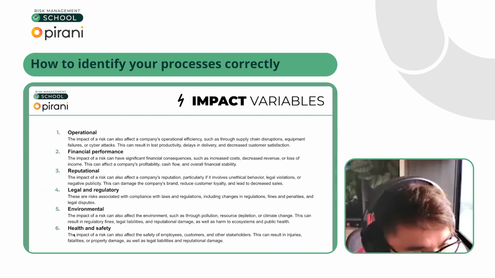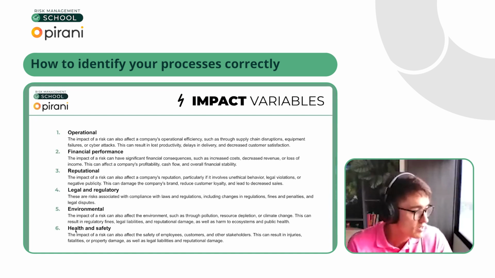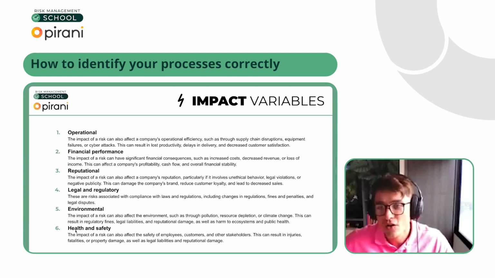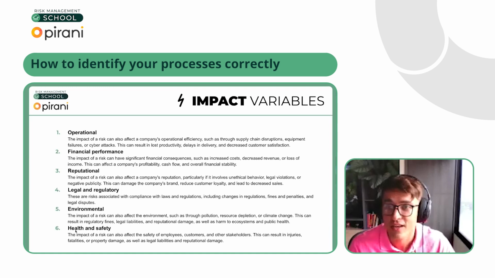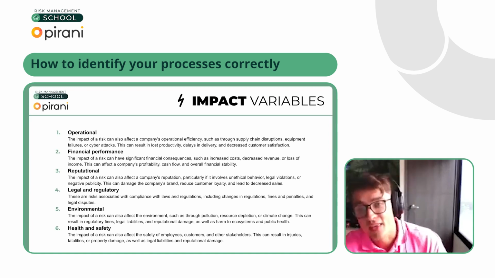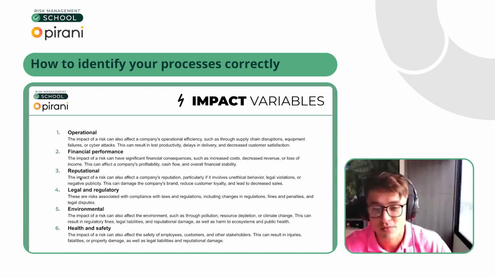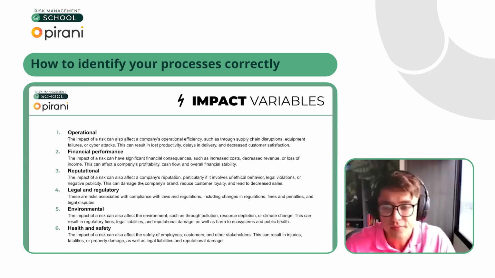Or maybe we have a health and safety impact. Maybe I have employees in my production plant and we have a lot of noise. And maybe this noise in the process of my company is affecting the health and safety of my employees. That's a risk that can affect the health and safety of my collaborators, but also my reputation. It's a reputational impact. So we are also going to see how we can do this in our risk management software.